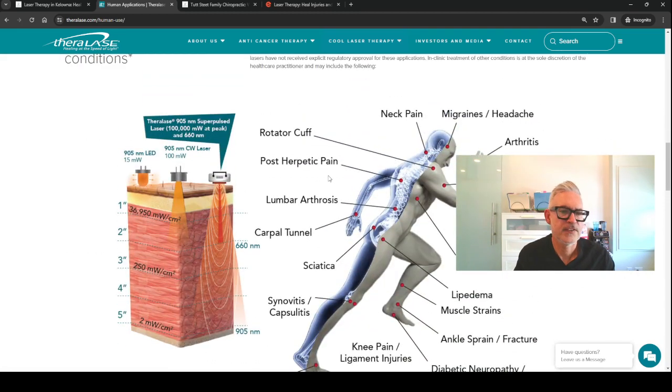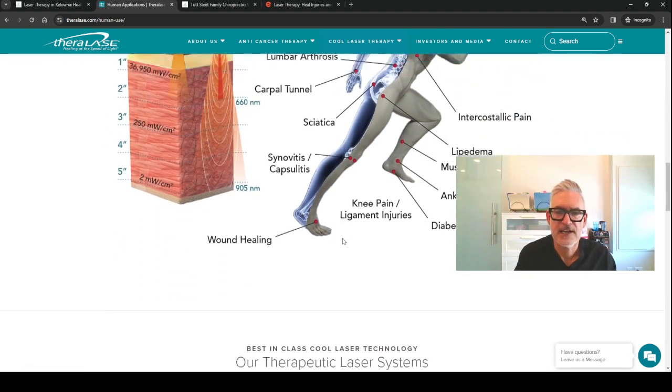So this is showing the different conditions that laser can treat, but it's also showing how the wavelengths work. The 905 nanometer wavelength, the pulsed 905 or the super pulse they call it, into the tissue, and that's at 660 nanometers right there. And then it goes to this level, which is about 2 inches with 660, and then up to 5 inches with 905. And then the strength of the pulse, the energy, the light going into the tissue. So very interesting how it works.